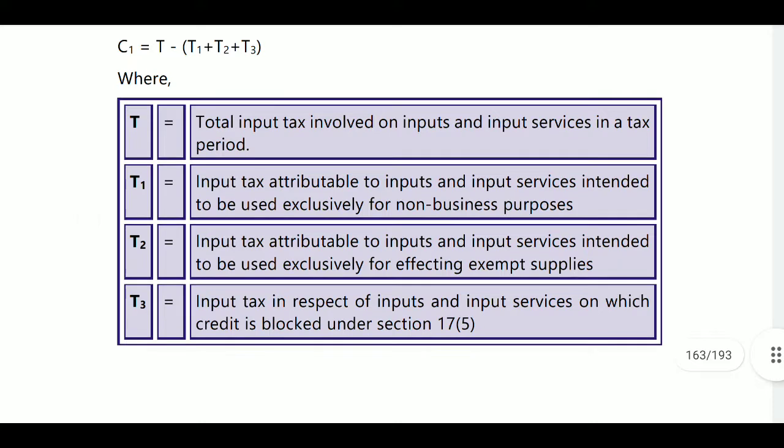Next, T3. What is there in T3? It is blocked credit. If any blocked credit exists, it will be reduced. Blocked credit is related to, one, free samples provided, which come under blocked credit only. And if any items were provided under cab services, that is also blocked credit.